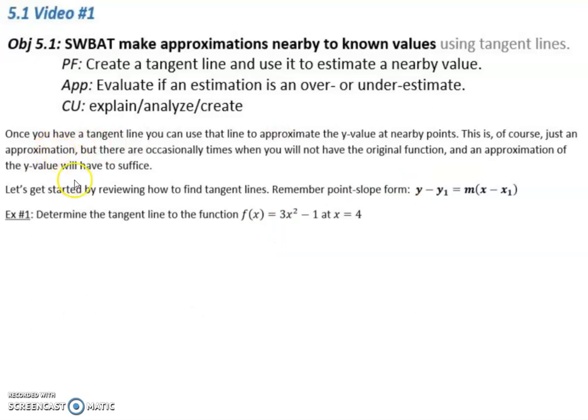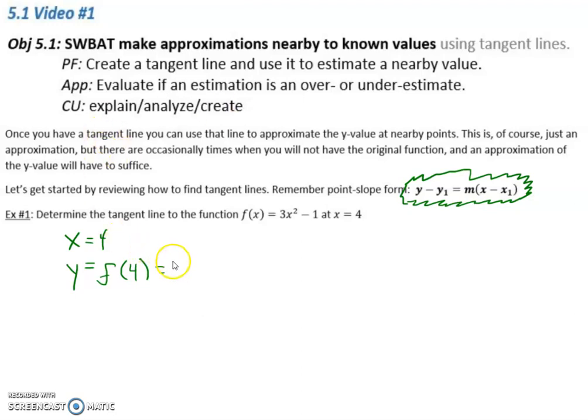So in your page it starts with practicing finding tangent lines. This was an objective from earlier in the year, and here's just a reminder of point slope form. We're still using that. In this first example, we've got x equals 4. We can find y by plugging in 4 into the function. So f of 4 is equal to 3 times 4 squared minus 1, which comes out to 47. And then our slope, of course, is the derivative at 4.